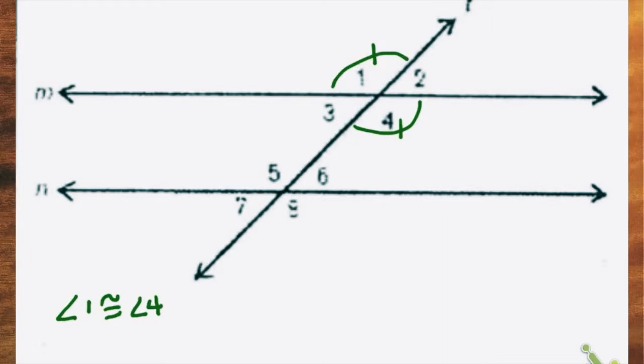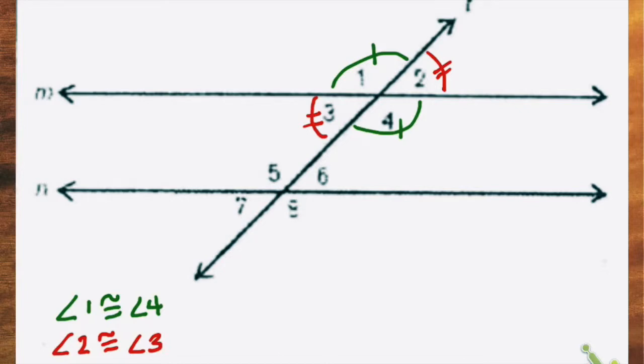Angle 2 is vertical to angle 3. They are across from each other when two lines intersect. So angle 2 will be congruent to angle 3. So again, trying to identify the angle pairs, but then also recognizing the reason we want to be able to identify them is to know that their measurements match each other. And for what reason?